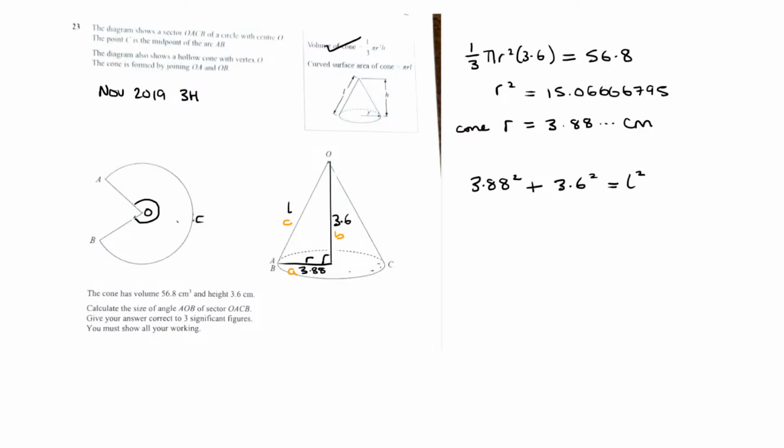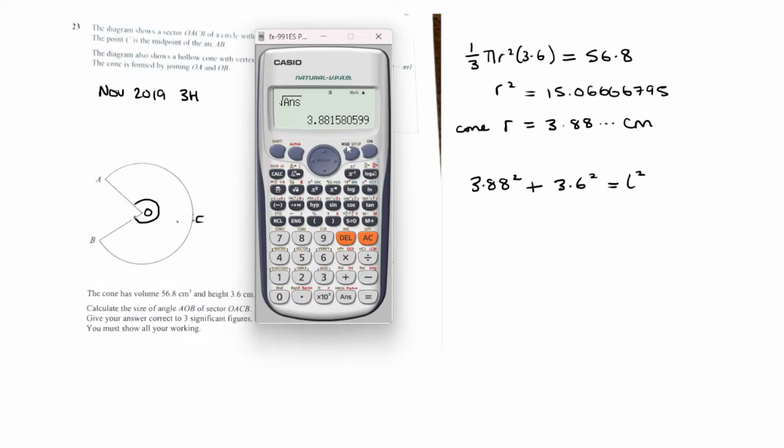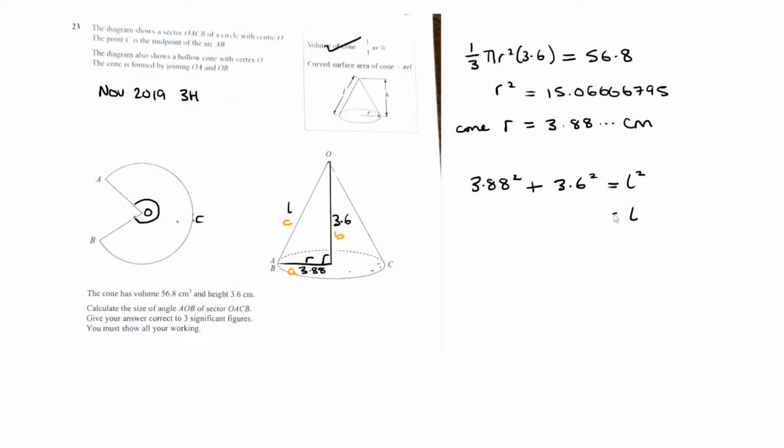So obviously grab my calculator again. I've still got the answer there, so I'm just going to square it again, plus 3.6 squared. That's the length squared, but then I want to square root that, don't I? So square root that. So the length is 5.294... Okay, so that's that one there.